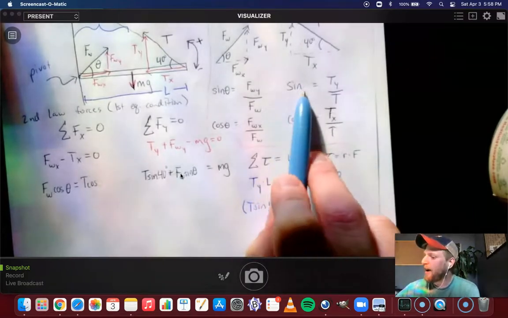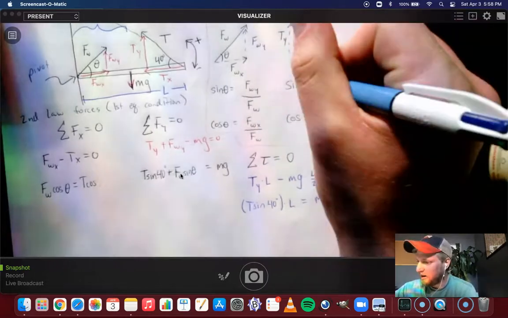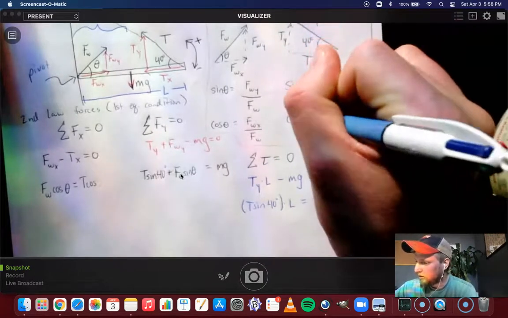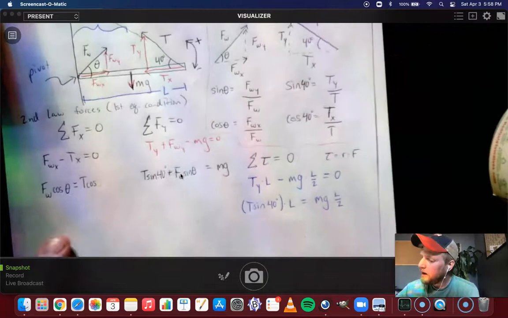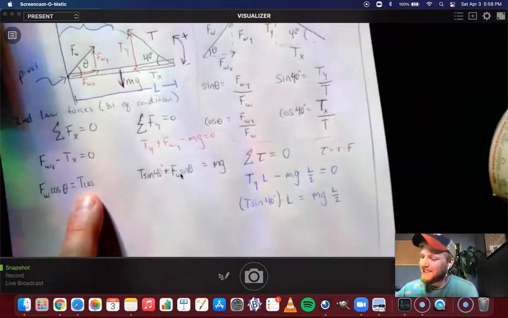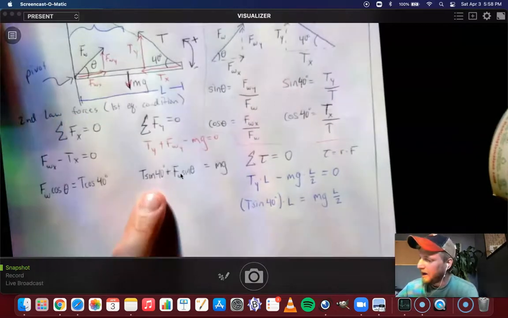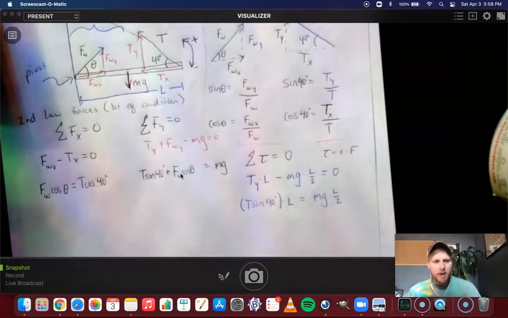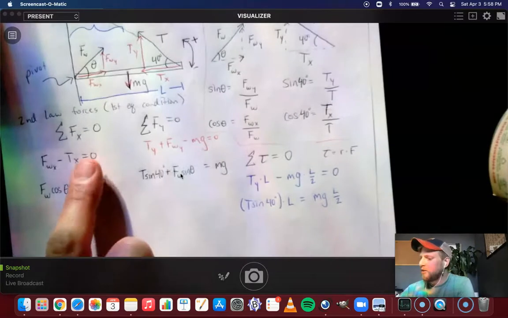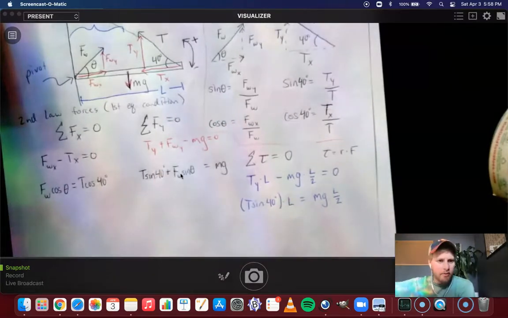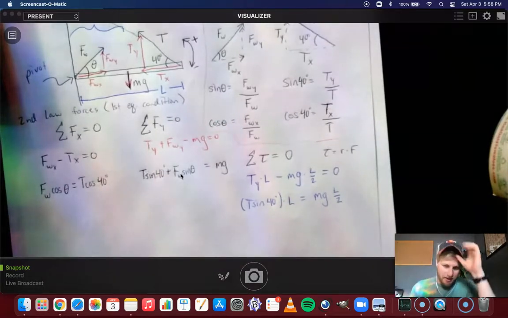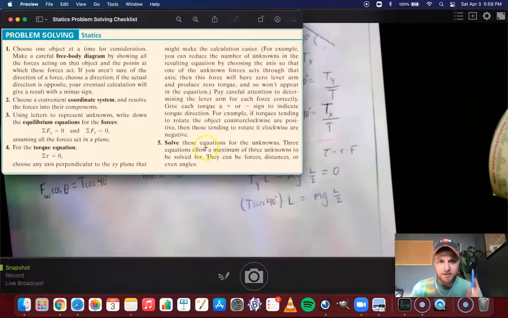Up here I put sine theta. I'm actually just going to change it to sine 40 so we can avoid some confusion. So this is 40, that's 40. Here I accidentally wrote t cos theta. I'm going to switch that out for a 40, and I did that here as well. So anyway, we've plugged in all the trig information, and I've also eliminated these zeros by rearranging the algebra in a particular way. So the next step, on our checklist, is to solve these equations for the unknowns.